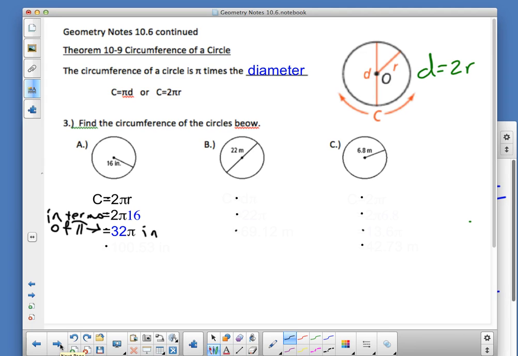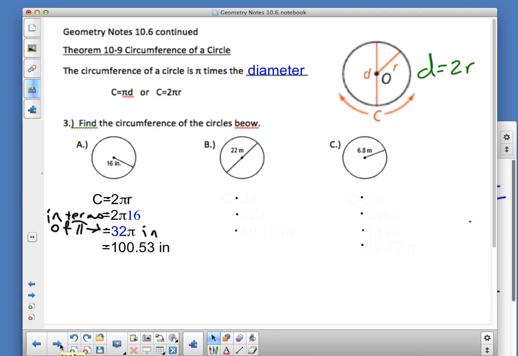Matter of fact, I put units on it and I'm done, if I ask for in terms of pi. But in this case, I didn't. So I would accept in terms of pi or you to round to the 100th, if I don't. And there we go, 100.53 if I pop that in my calculator.